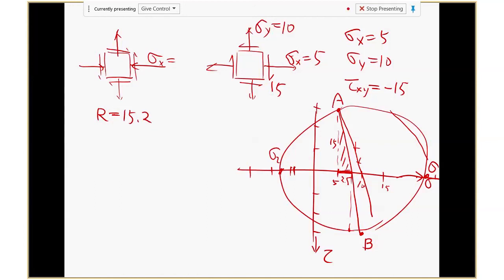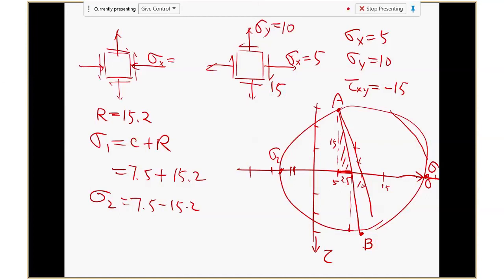Now, what's sigma 1? Sigma 1 is this point, so that equals C plus R, right? Where's C? 5 plus 10, average, 7.5. So it equals 7.5 plus 15.2, and that is 22.7. Alright. Now what's sigma 2? 7.5 minus 15.2. What's the value? Negative 7.7. All right.